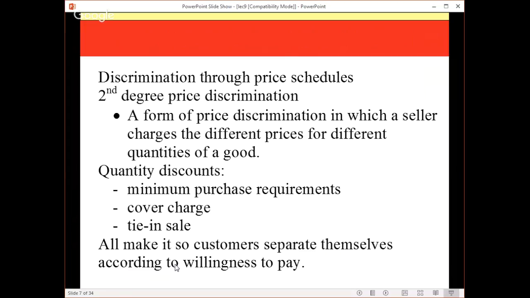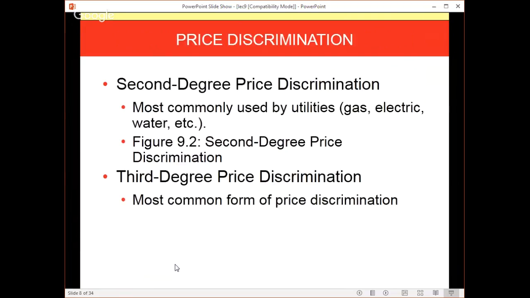Although your book treats cover charges as third degree price discrimination, which is the first time I've seen it, but I like the book, so I keep the book. For our purposes, it doesn't matter if it's second degree or third degree, just as long as we understand what it does. And we'll talk about that a little later. So second degree price discrimination, most commonly used by utilities, gas, electric, water.